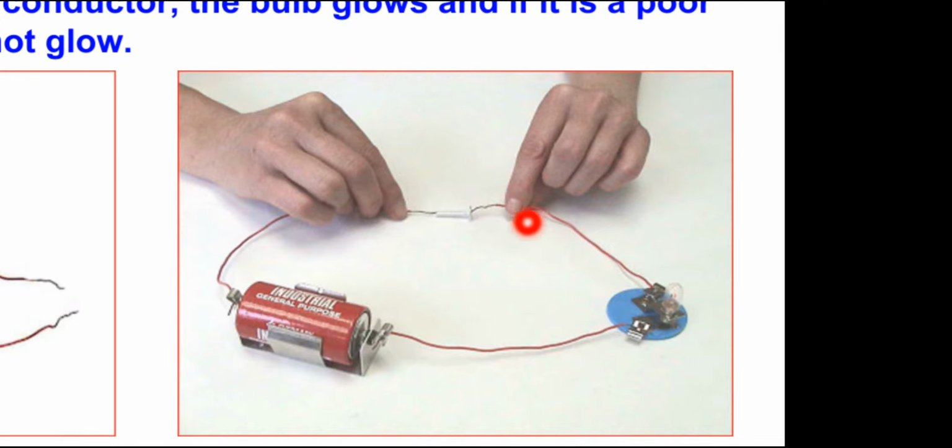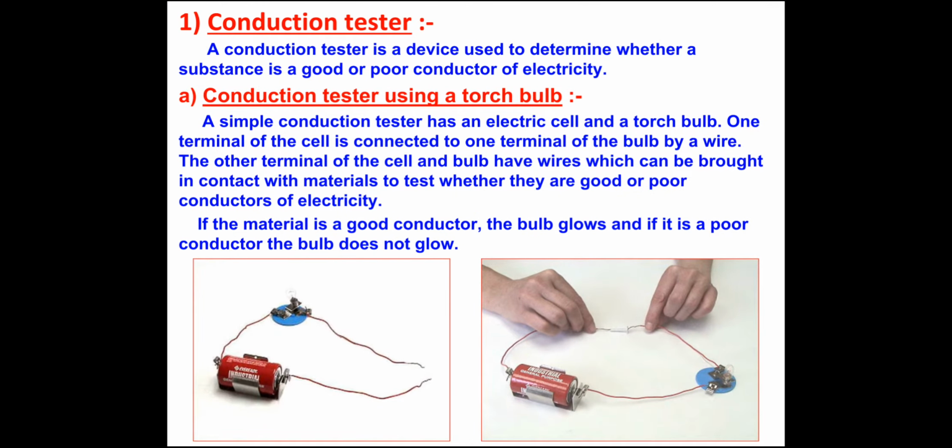But to do all these things, every material should be in good condition, because this dry cell should be in good condition, even the torch bulb also. And here we can take any other material to check whether the material is a good conductor or bad conductor of electricity. Now see here, when the electricity passes, if the material is a good conductor, the bulb glows, and if the material is a poor conductor, the bulb does not glow. So we have to check whether the bulb is glowing or not.